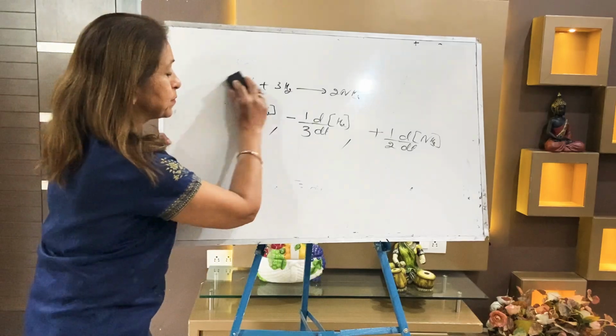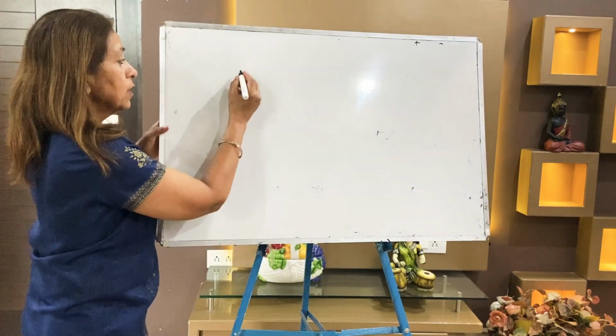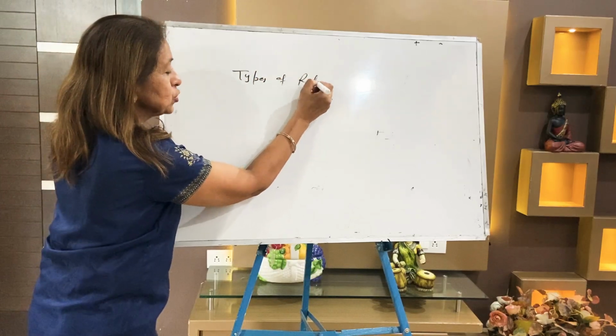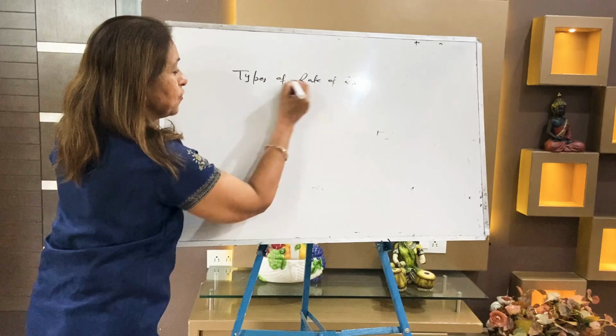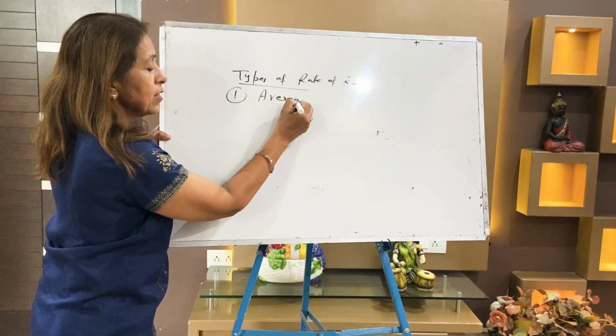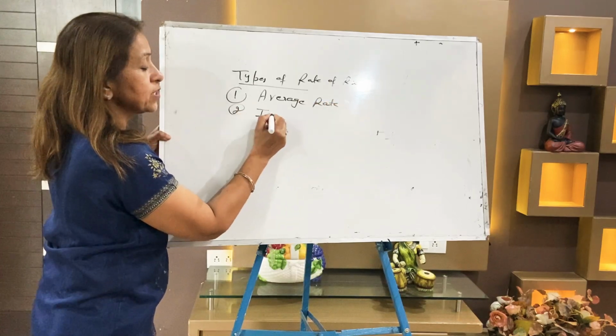Next, write down types of the rate of reactions. There are two types of the rate of reaction. To measure the rate of reaction, either you will go by calculating the average rate, and second is the instantaneous rate.